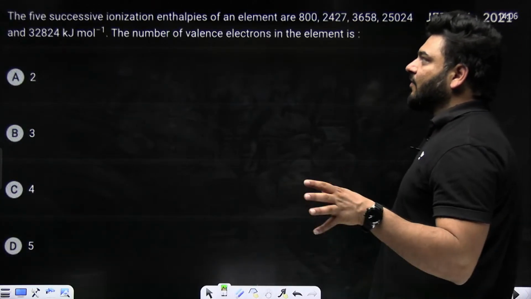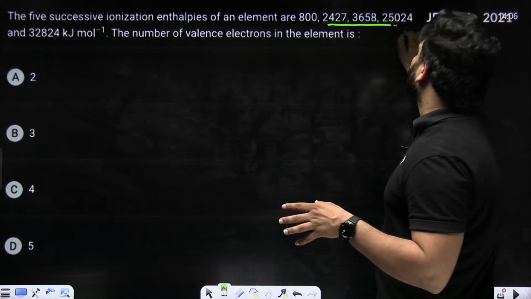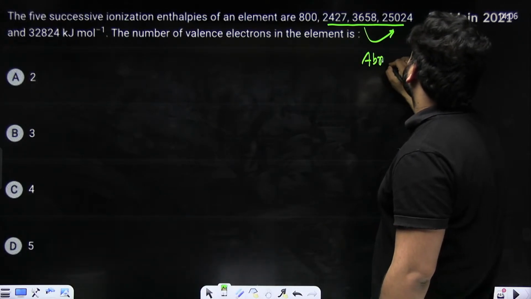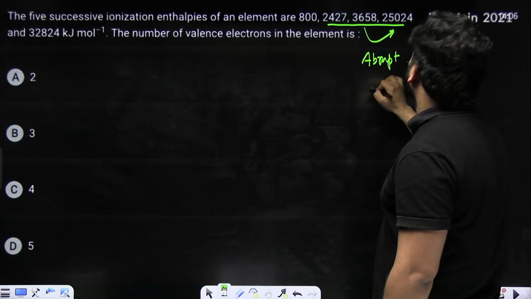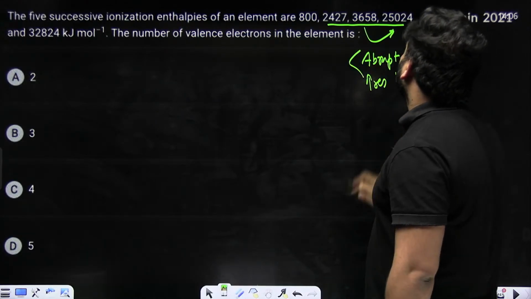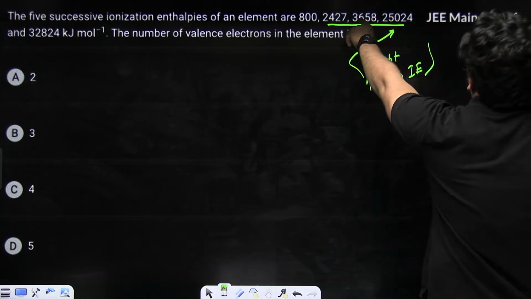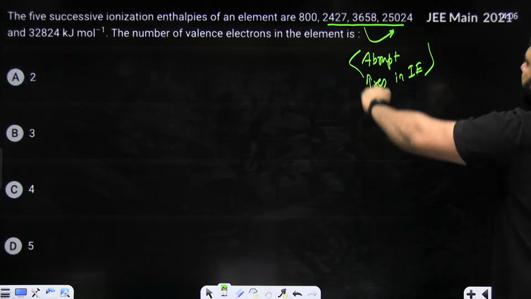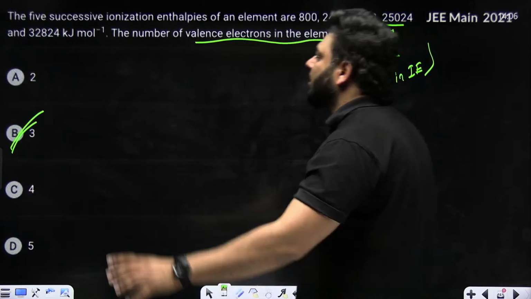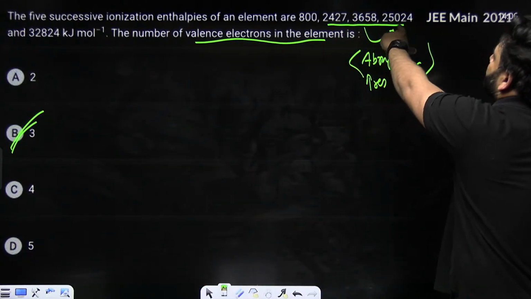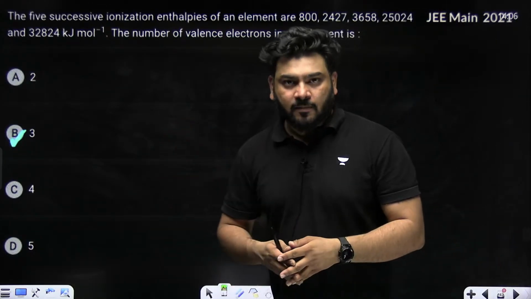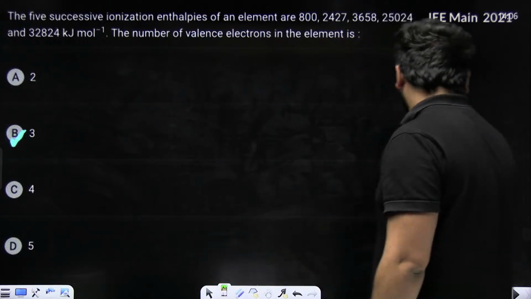There are 5 successive ionization enthalpies, 800, 240, and so on. But from here to here, we saw an abrupt increase in ionization enthalpy. That means after the third electron is released, it has acquired a stable configuration. So the valence electrons should be 3. Three electrons are removed, and then the fourth requires 25024, a very large amount of energy. So the valency is 3 over here. It could be aluminum, it could be boron.